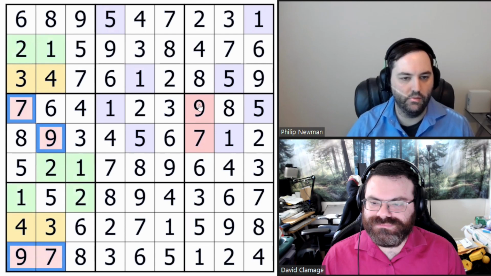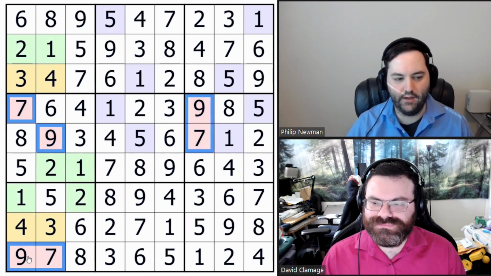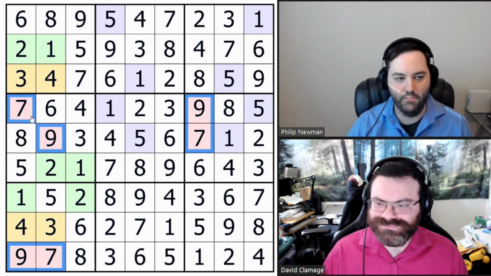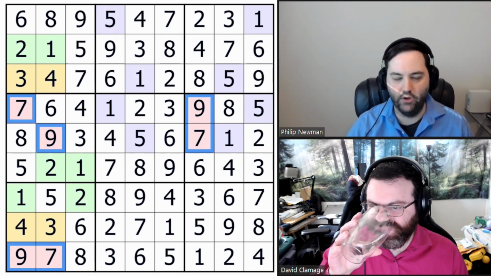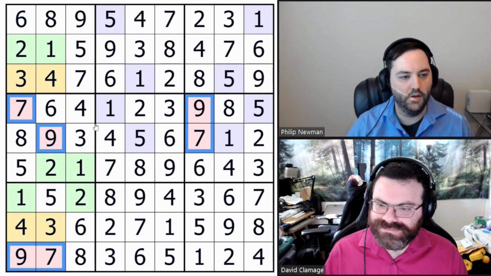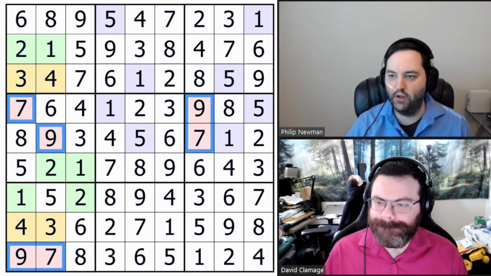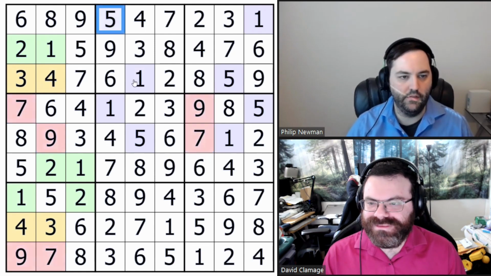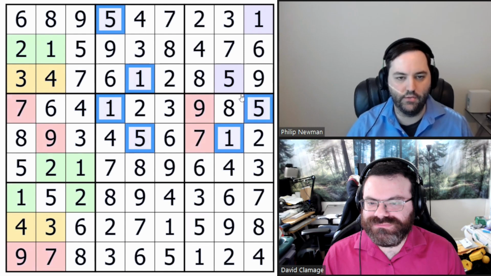Here's another example that looks kind of like a unique rectangle, but then it's bent here. It makes this L shape. So that's another way you can have a 6-cell pattern. And then this is an 8-cell pattern. It's very similar to the 5-8 pattern.